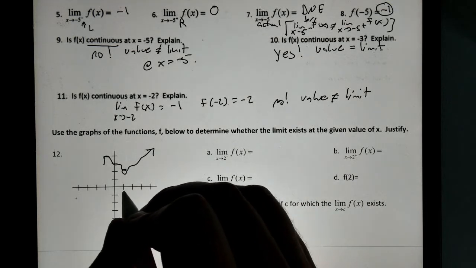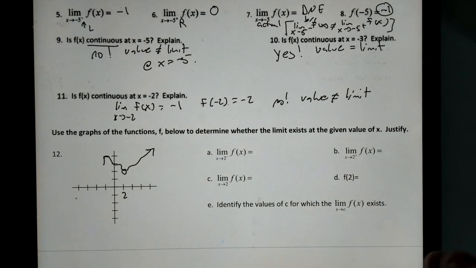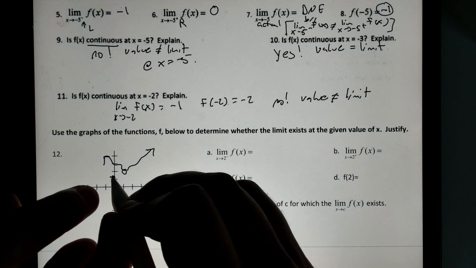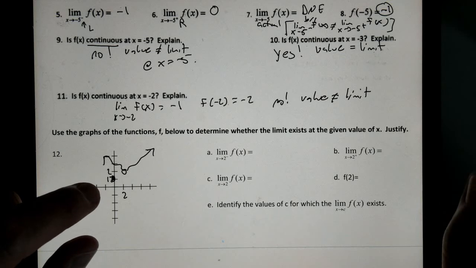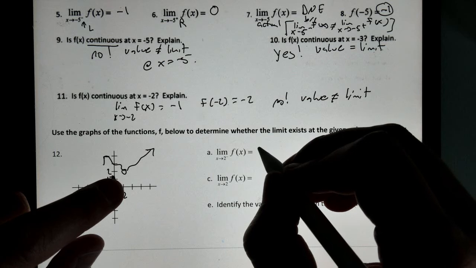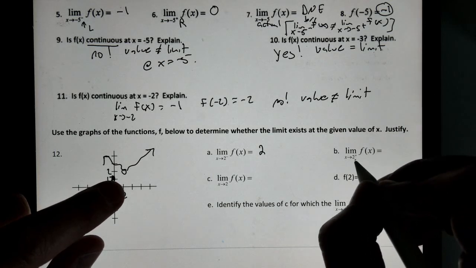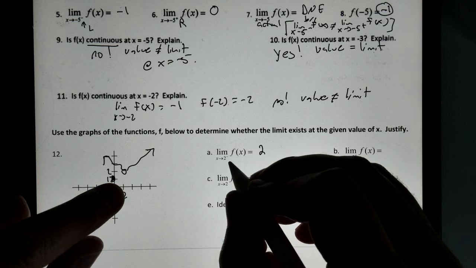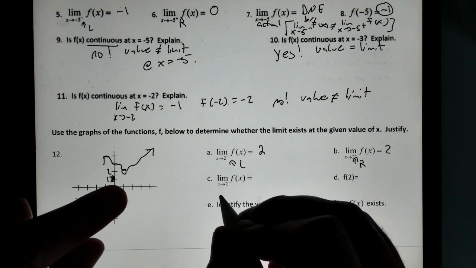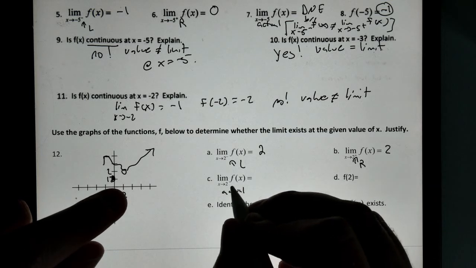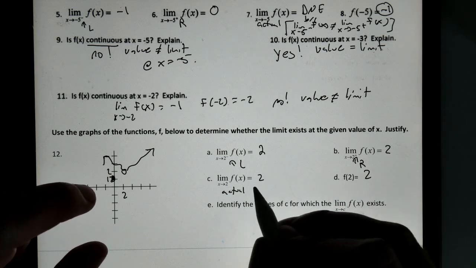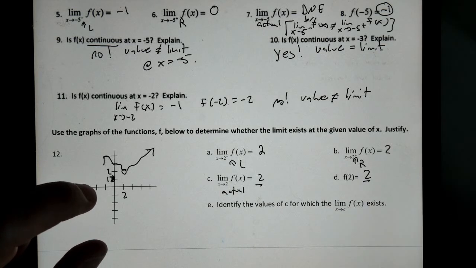Not to scale, my favorite phrase. So as we approach 2, and we'll just make this a 1, 2, so we can make the scale whatever we want. As we approach 2 from the left, it looks like it's approaching 2. As we approach 2 from the right, it also looks like it's approaching 2. What's the actual limit at 2? It's 2. What's the value at 2? 2. So take a look here. The limit is 2 and the value is 2.